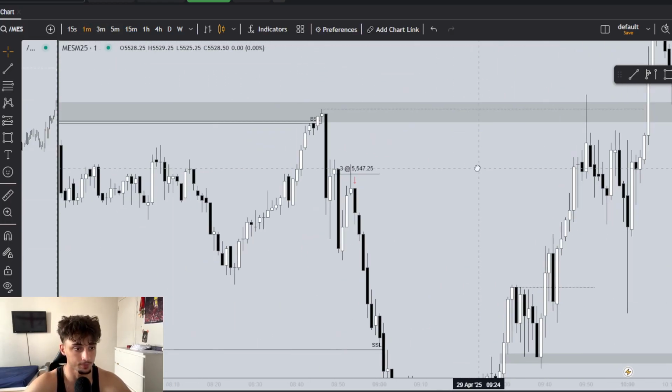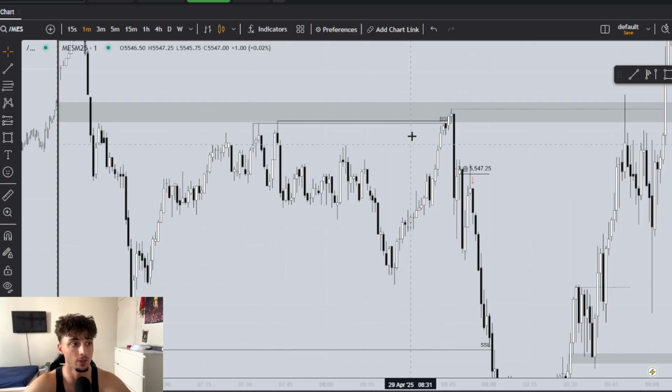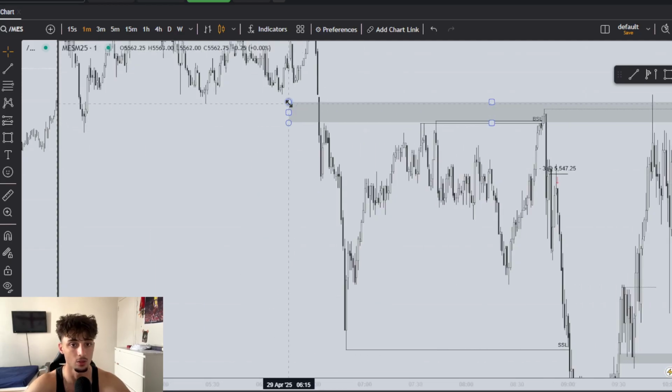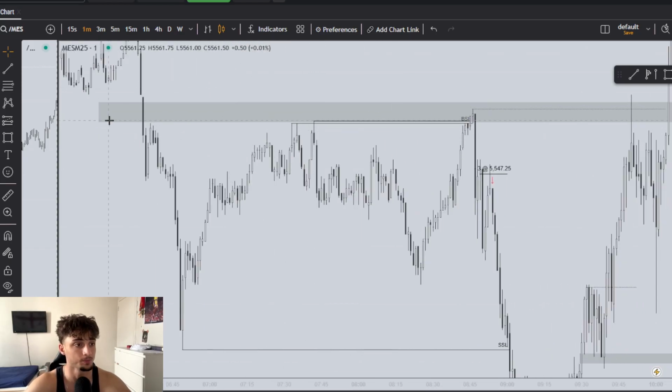So we came in and we swept and we retraced into this order block right here. I mean, this fair value gap right here, and as well there's like an order block somewhere around there, but I just don't know which one I had marked out. So what is this? Okay, here, let me show you guys something.